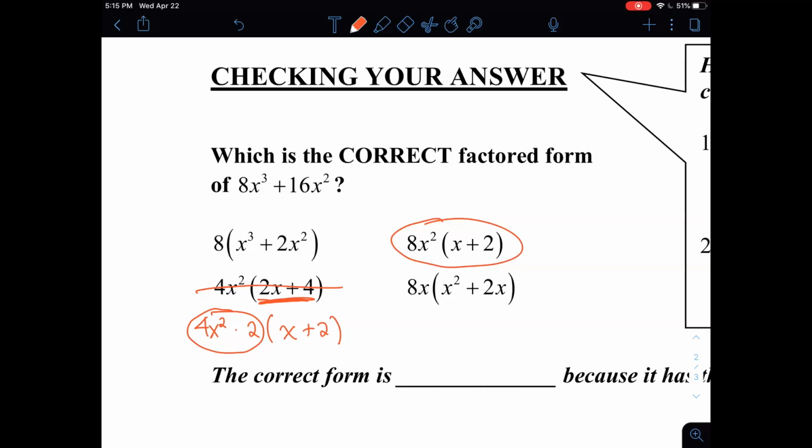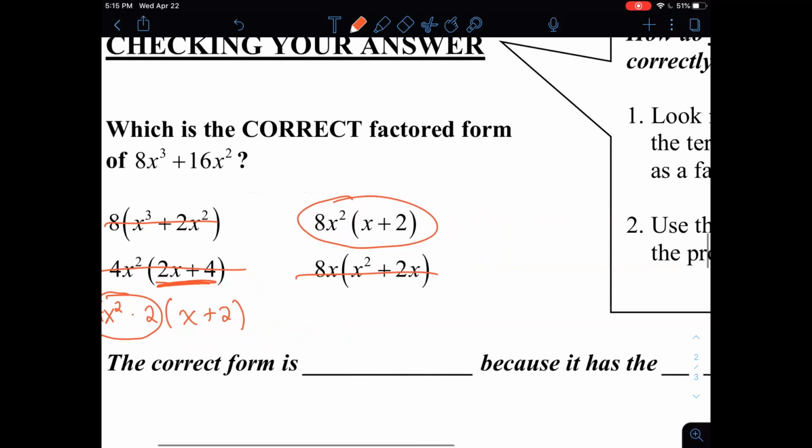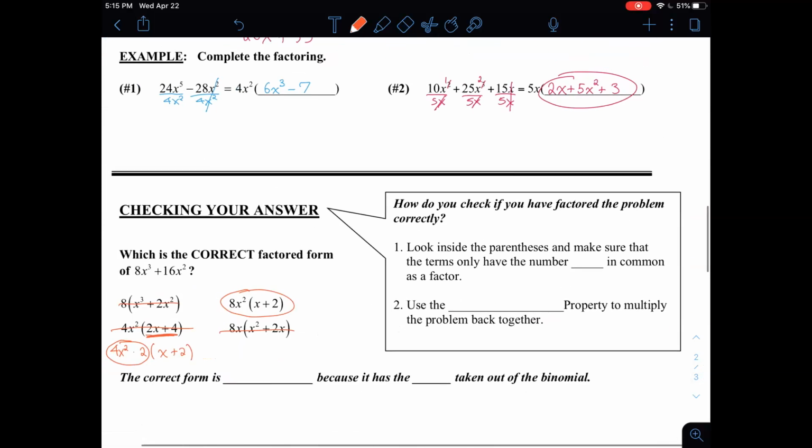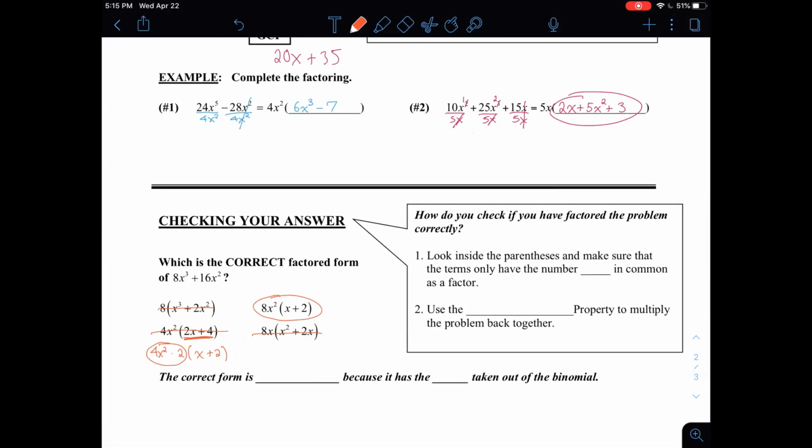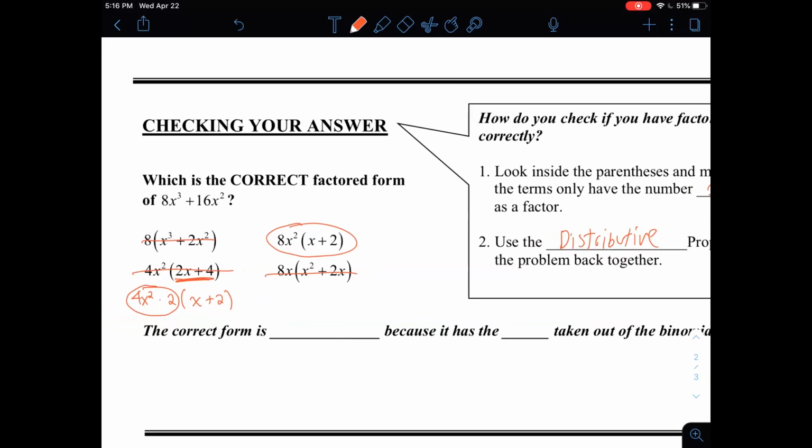Gonna clean it up for the thing here, okay? So another way to tell is that look in the parentheses and make sure that the factors only have the number 1 in common. Only the number what? And then use the distributive property. Use the what? Distributive property to multiply the problem back together.